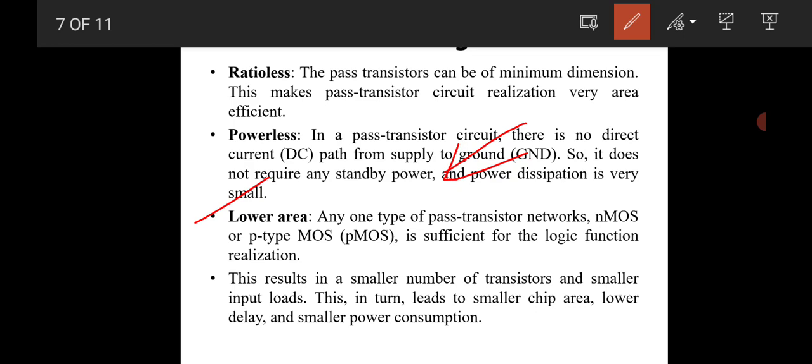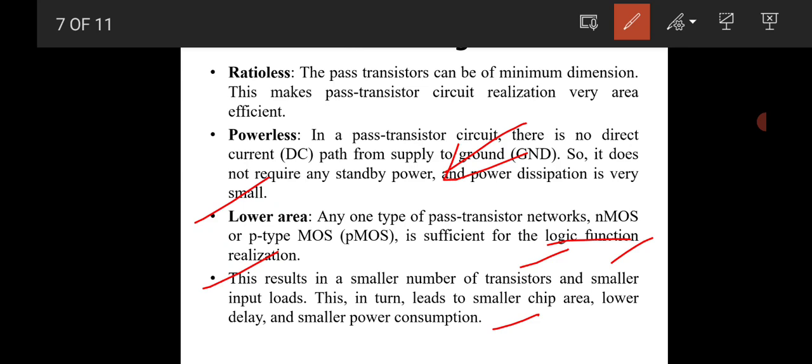In the case of the CMOS network, we have one pull-up network as well as one pull-down network. That's why it needs two gates for the realization of one inverter. But with the pass transistor logic family, only a single gate is needed. That's why it takes a very low area. So this results in a small number of transistors and a smaller number of input loads. This in turn leads to a small chip area, lower delay, and small power consumption. These are the advantages of the pass transistor.